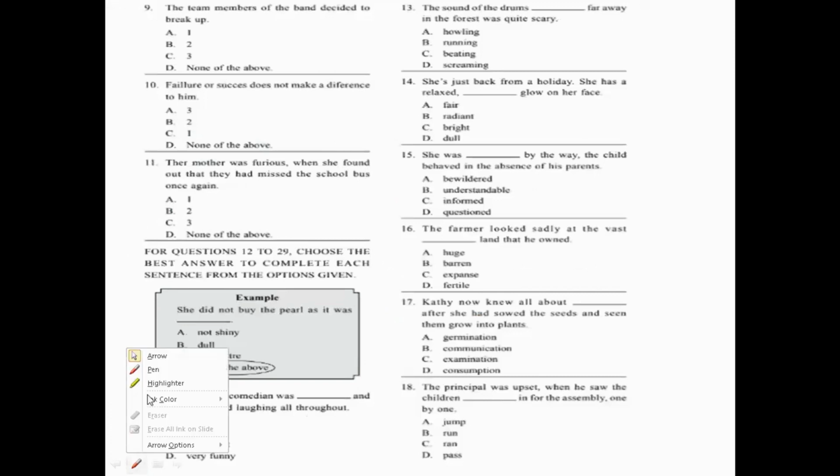Next, the team members of the band decided to break up. Do we have any mistakes in any of the words? Team is correct, members is correct, band, decided, breakup, everything is correct. So we don't have any mistakes in this sentence. So none of the above.